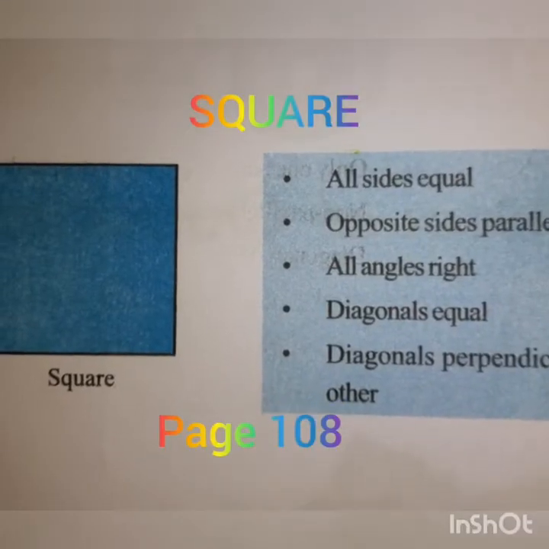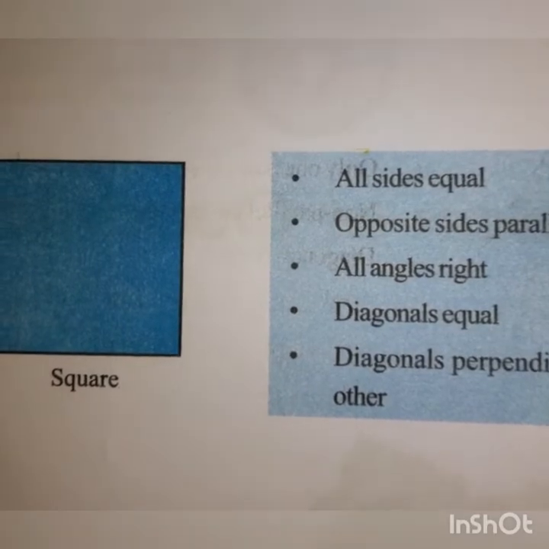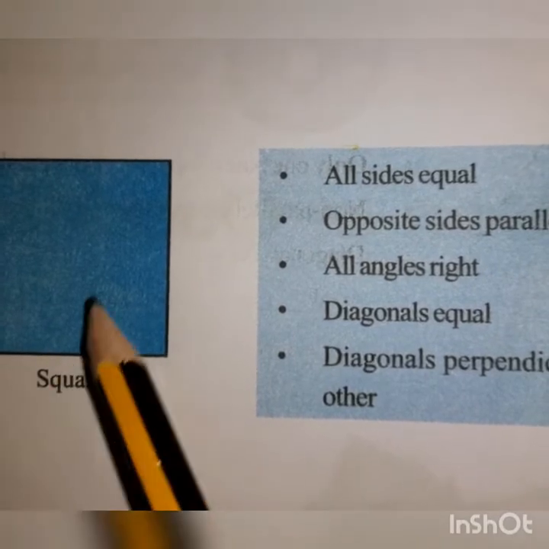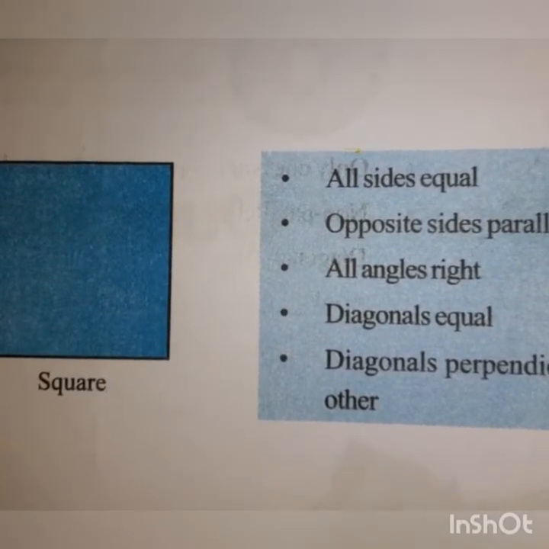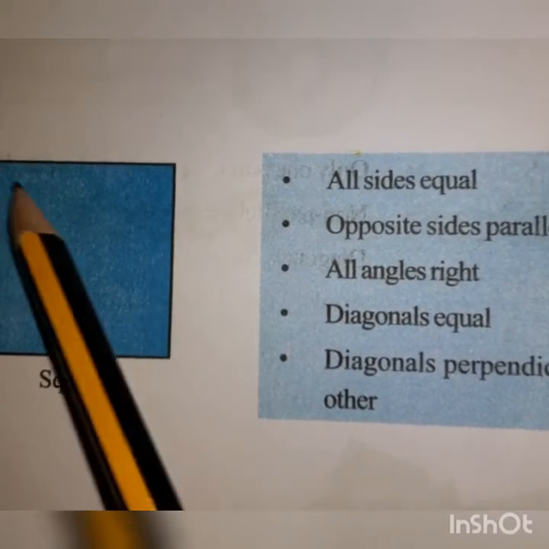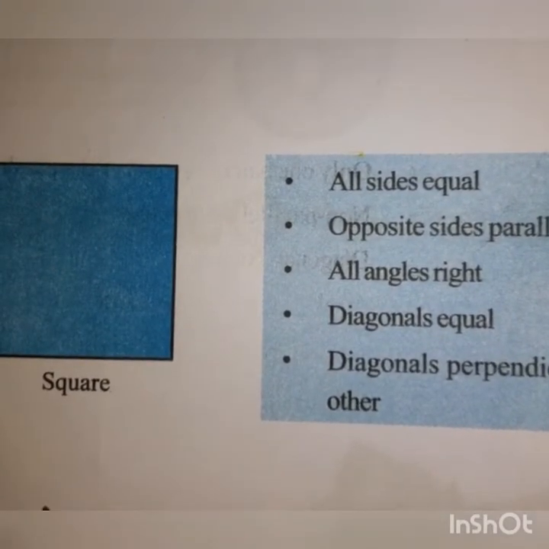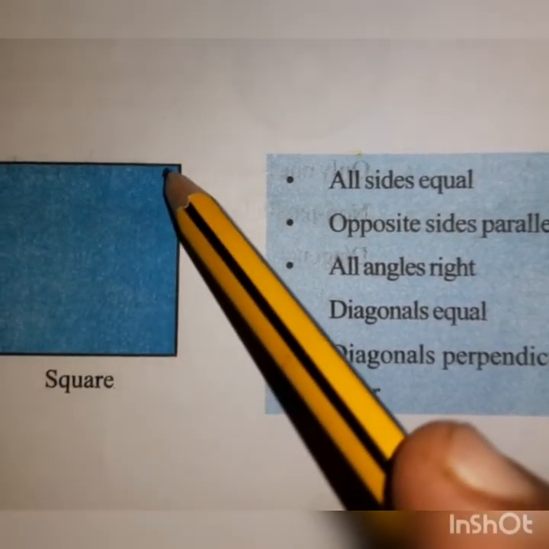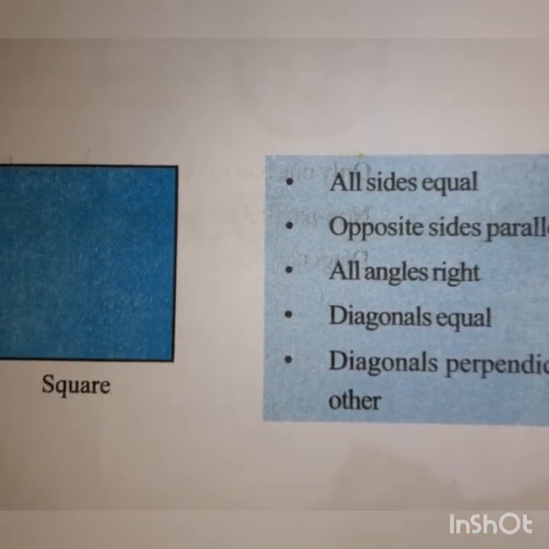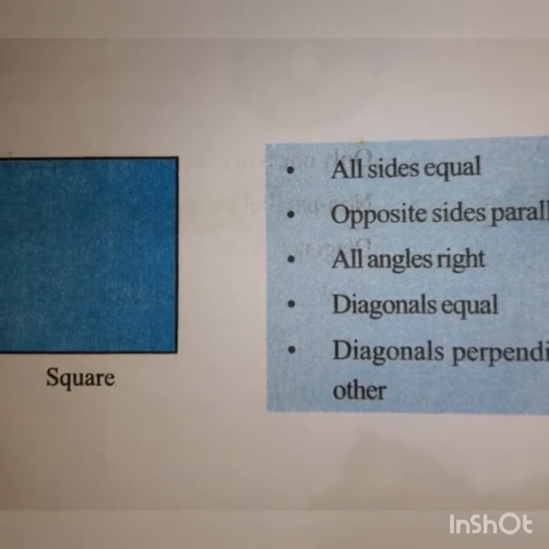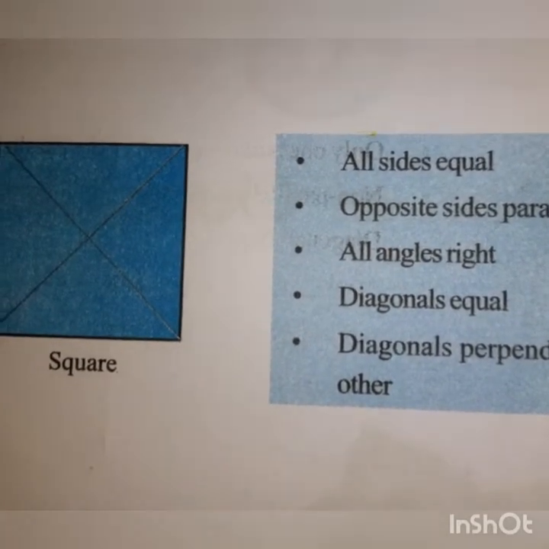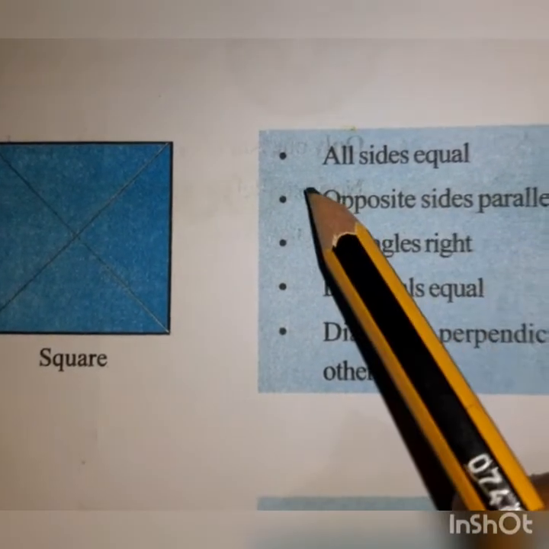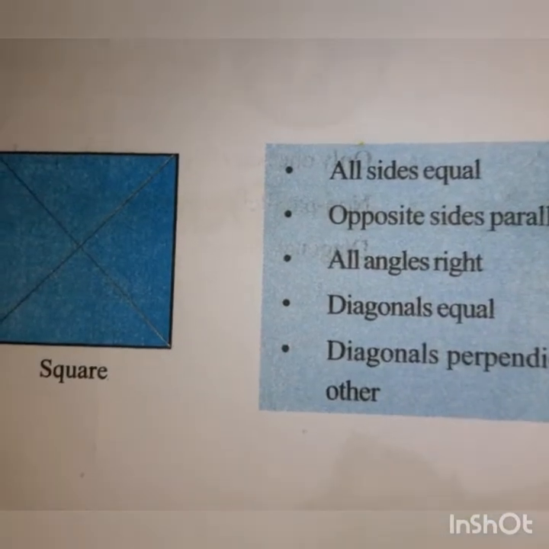See the speciality of a square. All the sides are equal. The sides are of equal length. Opposite sides are parallel. These are the opposite sides. All angles are right angles. Here 4 angles you are getting, that all are right angles. And diagonals are equal. If you draw a line from this corner to that corner and from here to here, the length of the diagonals should be equal. And one more thing, the diagonals are perpendicular bisectors of each other. So these are the different specialities of a square.